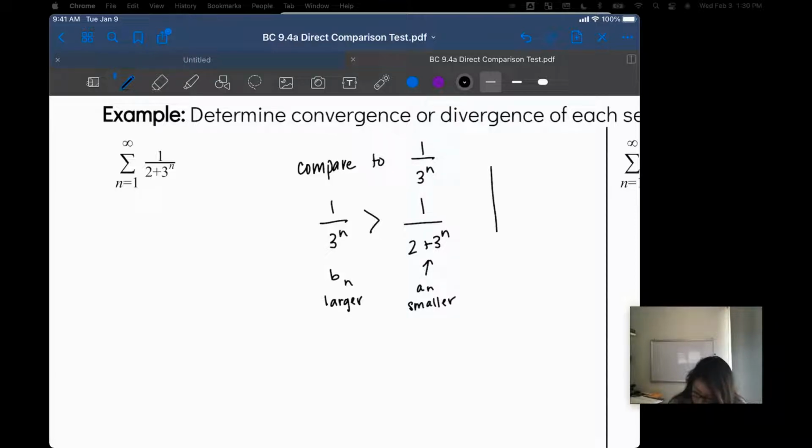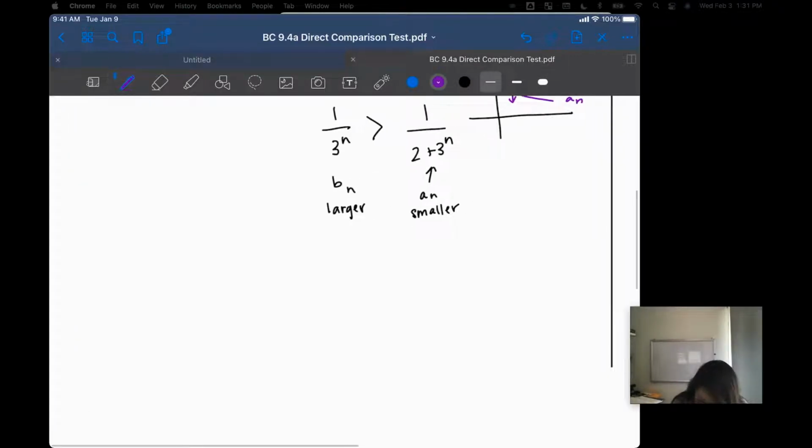So what we know is that, since b sub n is the one that we're going to be evaluating, if b sub n converges, then a sub n will converge. That's what we're hoping for. We'll see what happens. So here's what we do. We're going to test the sum as n equals 1 to infinity of b sub n, the series that's easier to figure out whether it diverges or converges, and then compare it to our original.